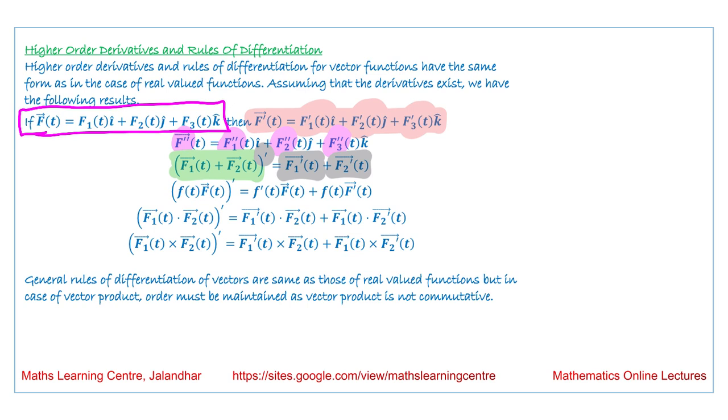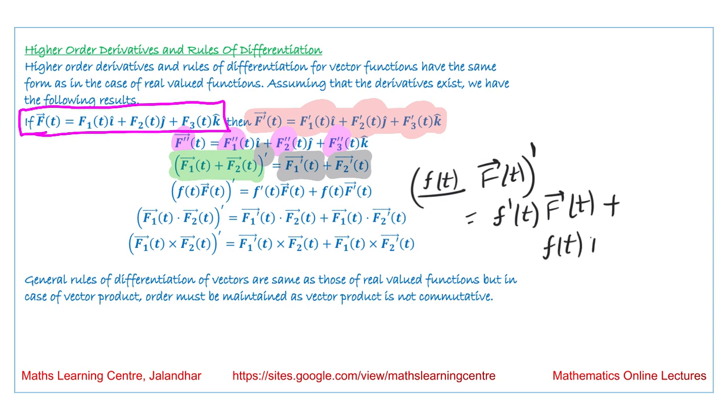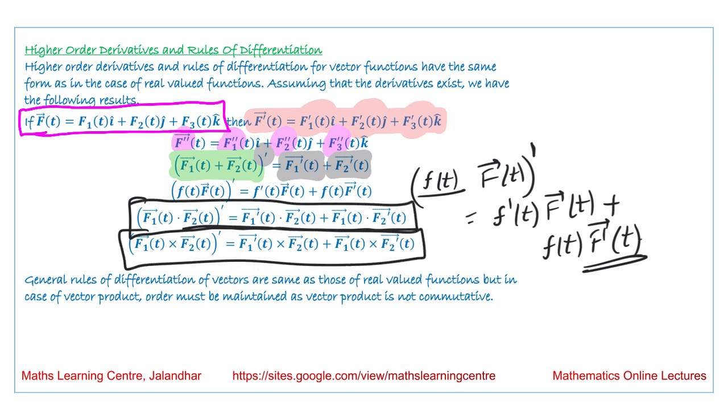Similarly, when we talk about the product, f of t, a scalar function, is multiplied with the vector function and we take the derivative. The answer is f dash t into vector function of t, plus f of t into derivative of the vector function of t. Similar is the case for the dot product of two vector functions, and this is the case for the cross product of the two vector functions.